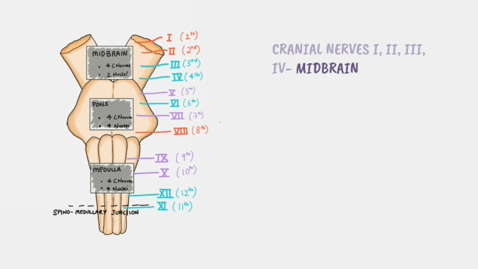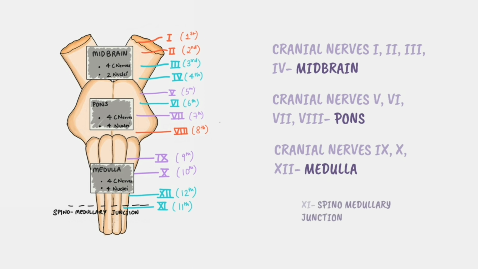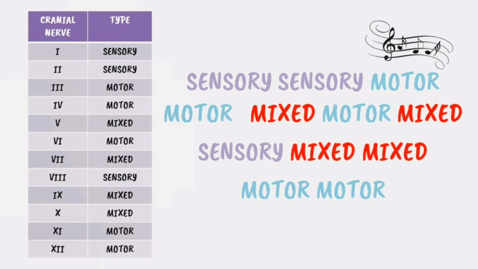Cranial nerves 1 to 4 originate from midbrain, 5 to 8 originate from pons, 9, 10, and 12 originate from medulla oblongata, and 11 originates from the spino-medullary junction. Here's the melody to remember the impulses carried by the cranial nerves. Sensory, sensory, motor, motor, mixed, sensory, mixed, mixed, motor, motor.